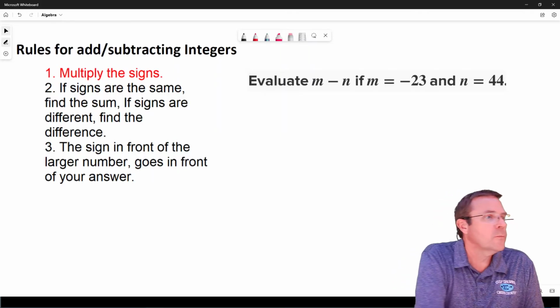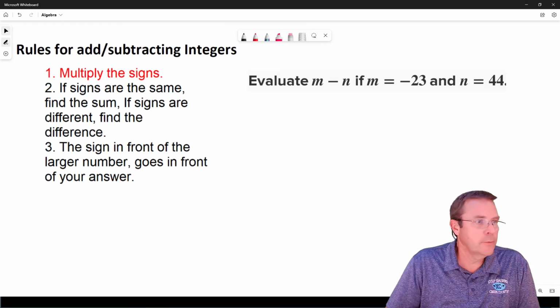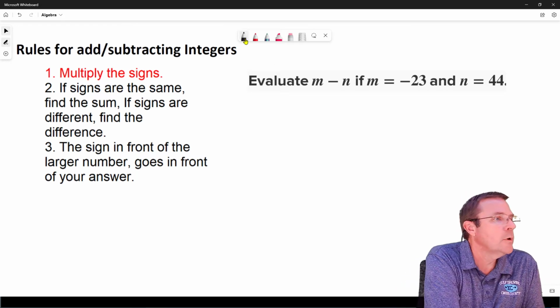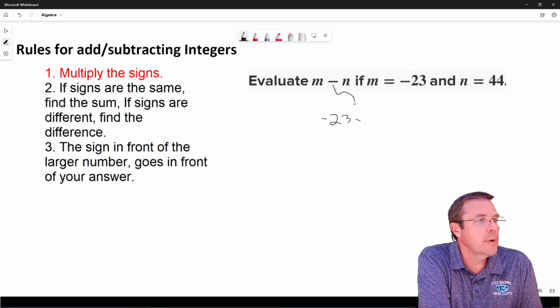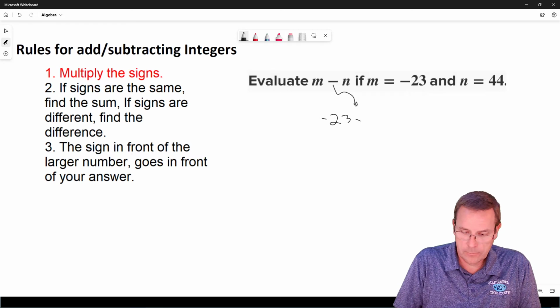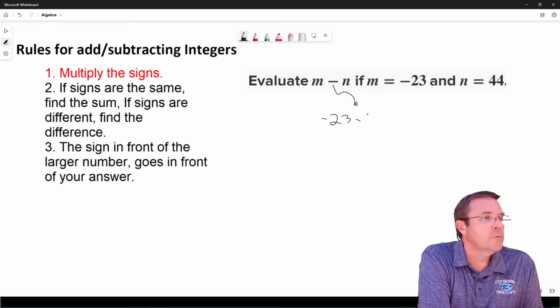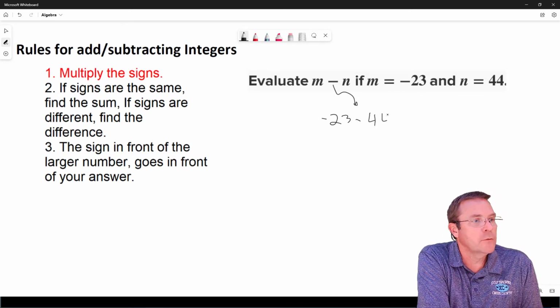Alright, looking at this problem, we're going to substitute in the things that we know. And what do we know? We know that m is negative 23, minus. That minus sign came from right there. And what are we subtracting from it? We are subtracting a positive 44.